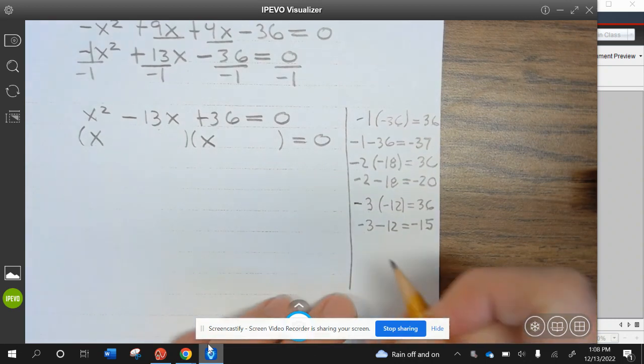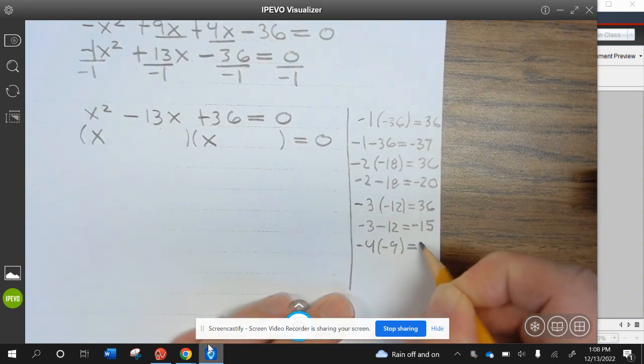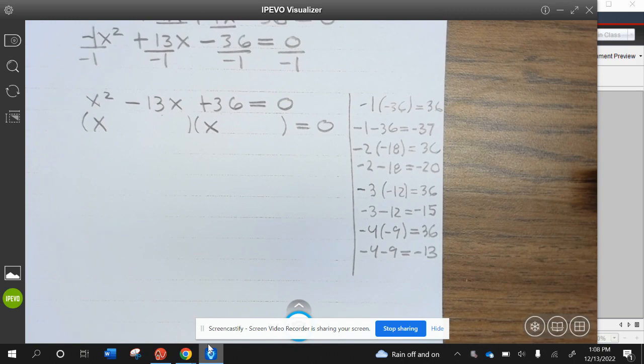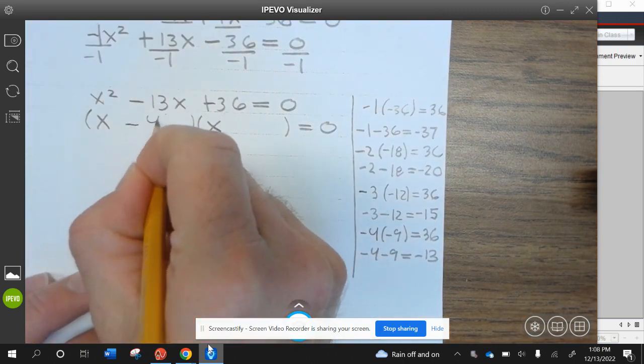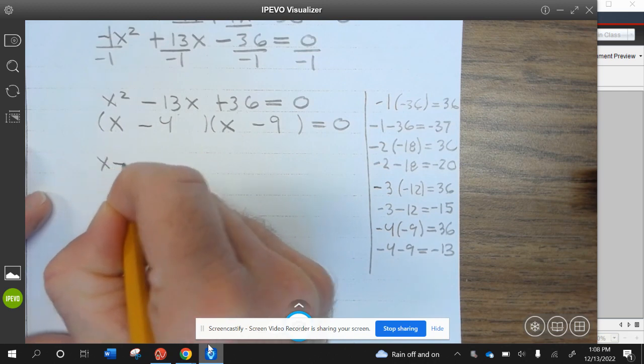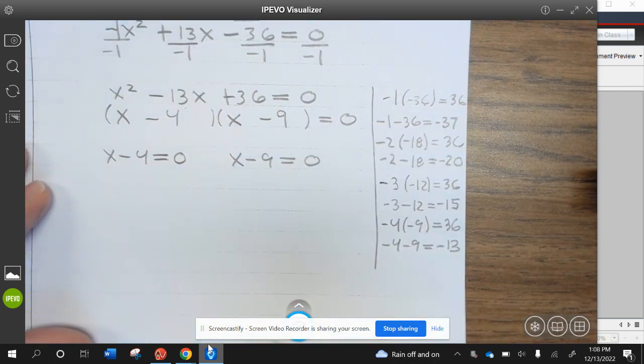Let's try negative 4 times negative 9 is a positive 36. Negative 4 minus 9 is negative 13. So our factors are x minus 4, x minus 9. Set them equal to 0. X minus 4 equal to 0. X minus 9 equal to 0.